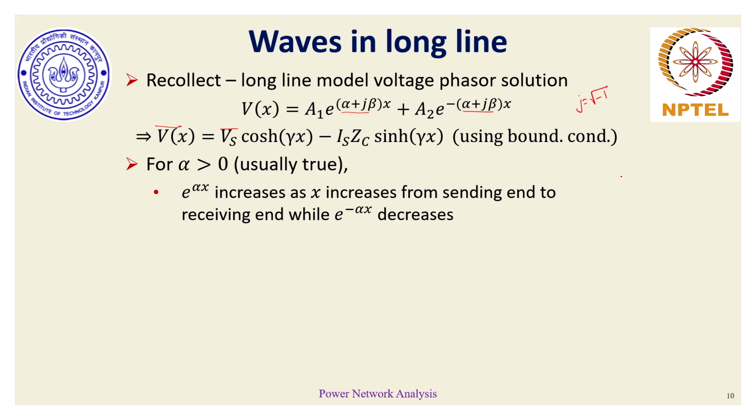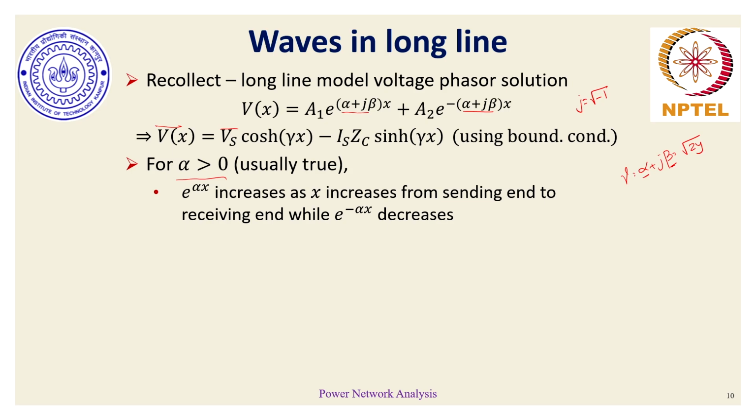Recollect that gamma is alpha plus j beta, which is square root of z into y. Z and y are made up of series resistance, inductance, conductance and capacitance, which are usually positive numbers. So it is expected that the individual complex numbers, the real and imaginary parts, would have their separate parts as positive numbers. So usually alpha would be positive in an actual transmission line, which is the usual case.